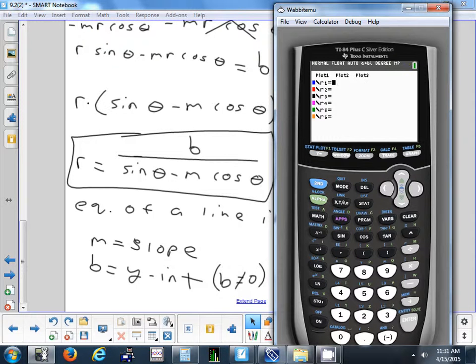Well, let's sketch a line and see how it works. Let's let the y-intercept be, say, 5, and let's let the slope be 2. So let's try 5 divided by sine theta minus 2 cosine theta. When I hit graph, I should end up with a line that goes through the point 0,5. It's my y-intercept. And it should have a slope of 2. After you type that in, do zoom 6. It looked a little funny the way it sketched it, but there's our line in polar. Y-intercept exactly where we said, and the slope is 2.